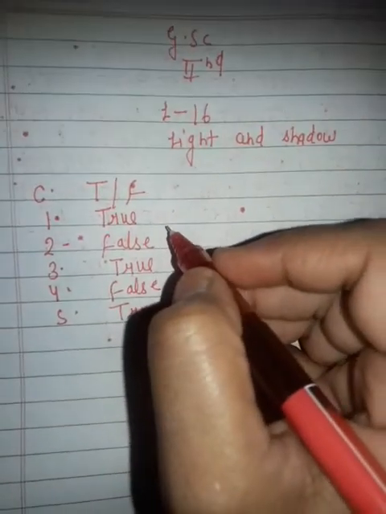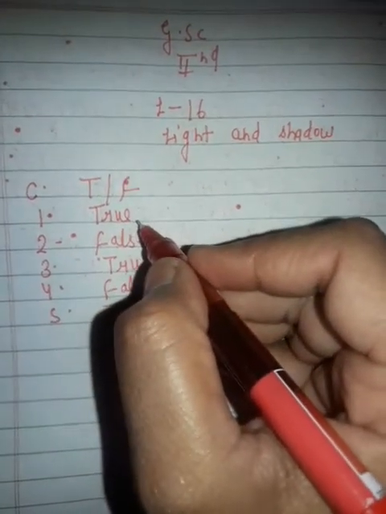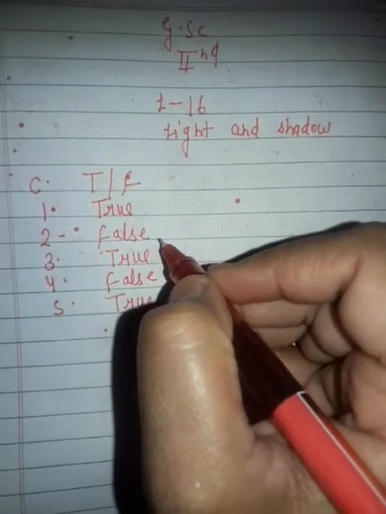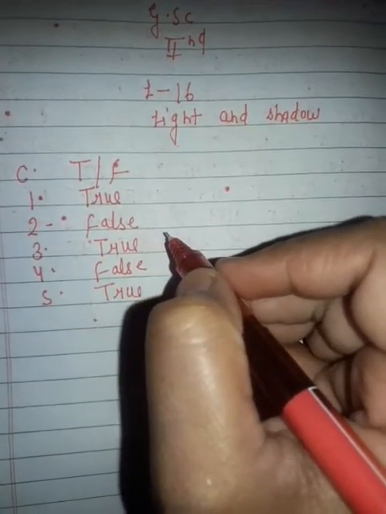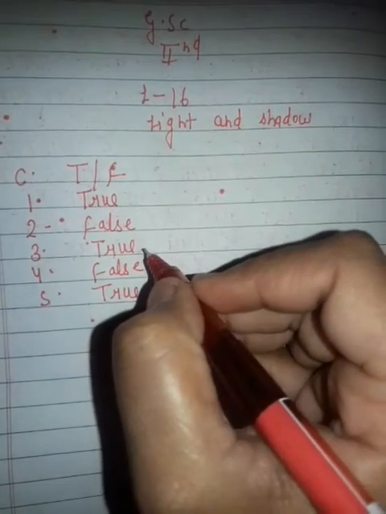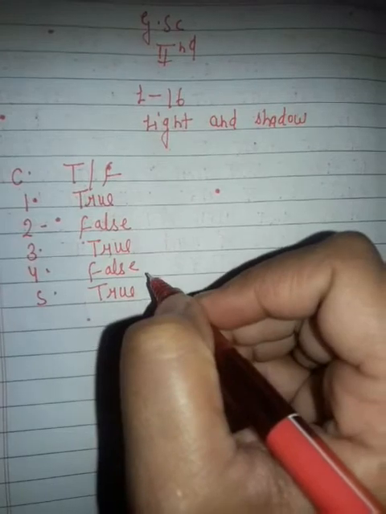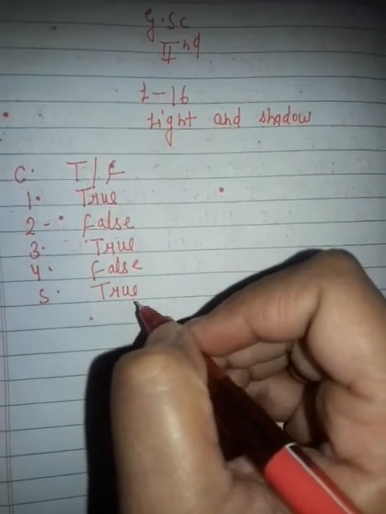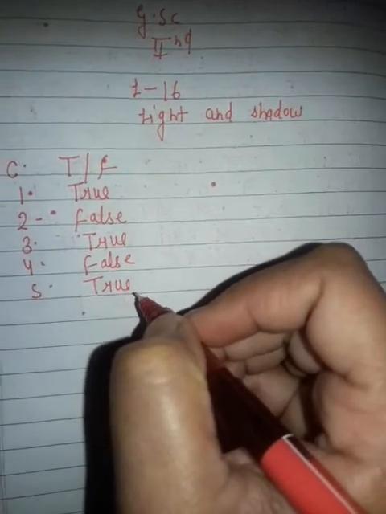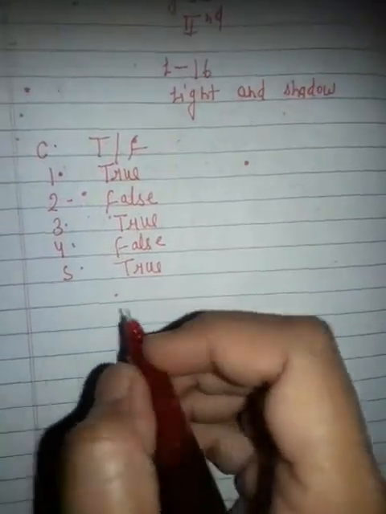Again, you can see the first one, shadows always fall on the opposite side to the light source. True. Shadows remain the same in length at different times of the day. False. Sunlight makes the day bright. True. Things cast shadows in dark. False. The shape of the shadows depends on the shape of the object. True.